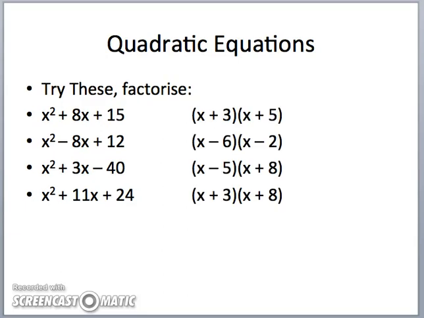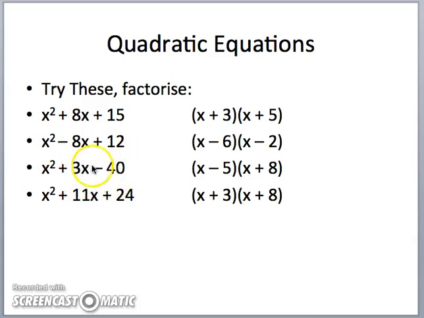Okay, so here are the answers to the factorisations. The factors of 15, here it's plus 15, so we need plus 3 and the plus 5. That will give us plus 8. In the second one, we need the factors of 12 that add up to minus 8. Here we need two negative factors, the minus 6 and the minus 2. Because minus 6 times minus 2 is plus 12, and minus 6 plus minus 2 is minus 8.